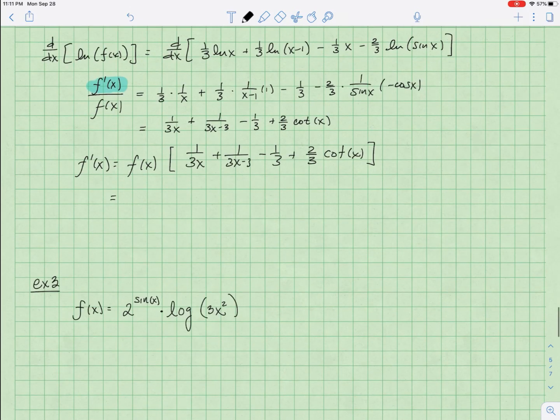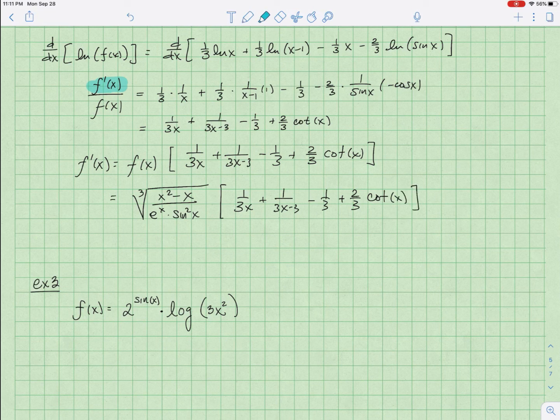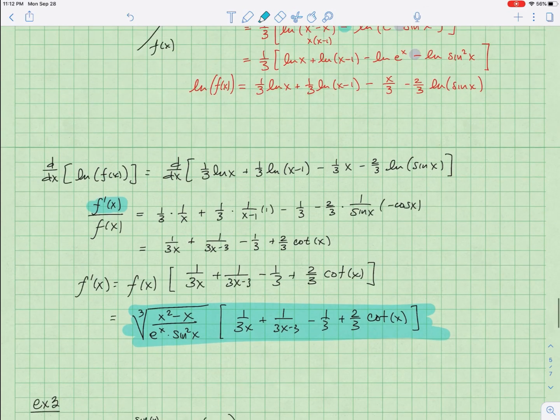So my actual answer is, the derivative is the cube root of x squared minus x over e to the x times sine squared x times all this mess. 1 over 3x plus 1 over 3x minus 3 minus 1/3 plus 2/3 times the cotangent of x. And that's my derivative. Now, as long-winded as that was, let's go back and reflect a little bit.